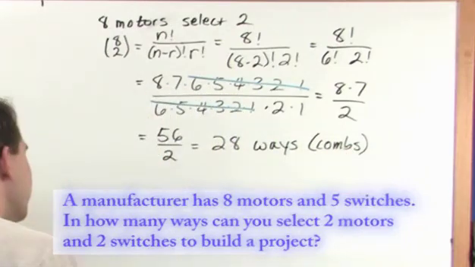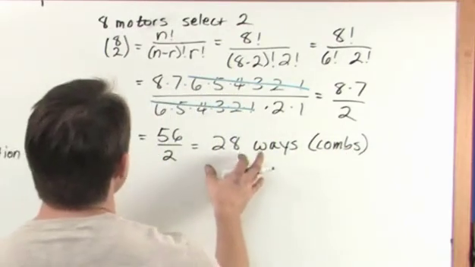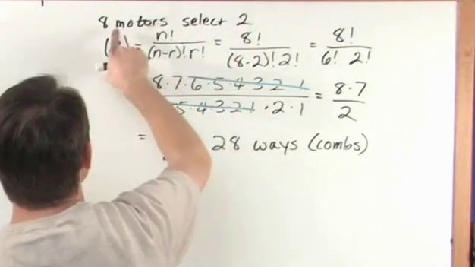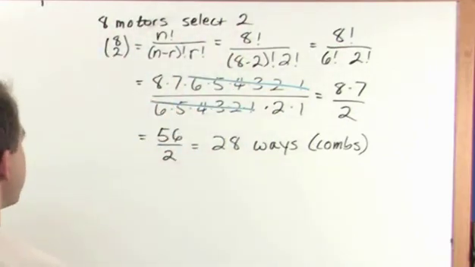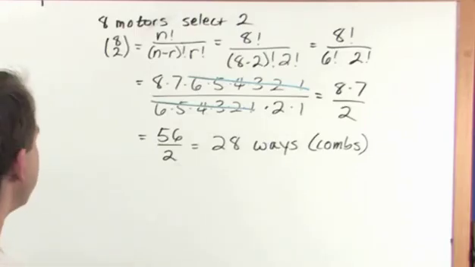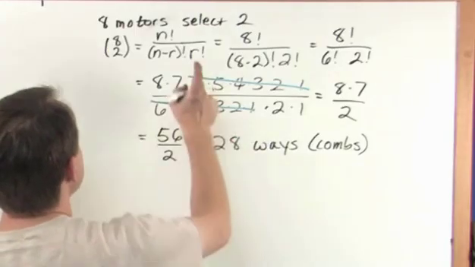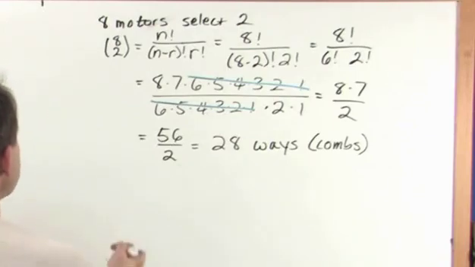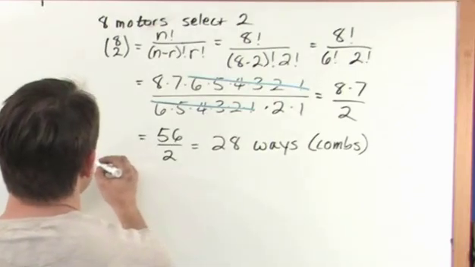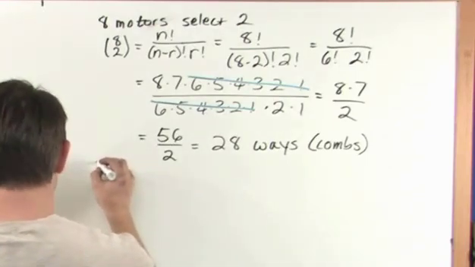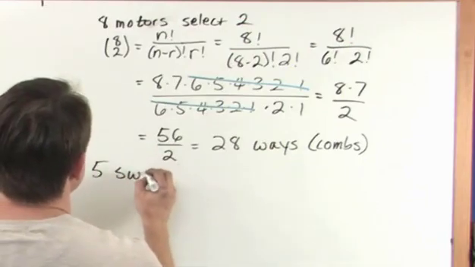28 combinations. What does this mean? 28 ways of picking 2 motors out of a pool of 8, where the order doesn't matter because I'm not picking in a specific order. Now, the problem said I had 8 motors and 5 switches. I'm taking 2 motors and 2 switches. How many ways can I do that? Well, all I've done here is find that there are 28 ways to pick the motors. That's all I figured out. Now let's do the same thing for the switches. For the switches, I have 5 switches.